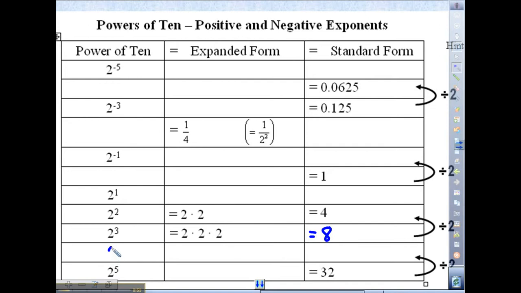So the next one that goes in right here is 2 to the 4th power. Written in expanded form, that means 2 times 2 times 2 times 2. When you multiply that out, 2 times 2 is 4, times 2 is 8, times 2 is 16.